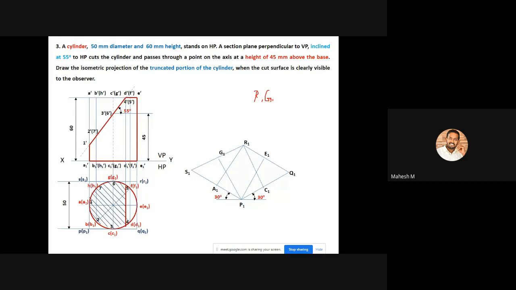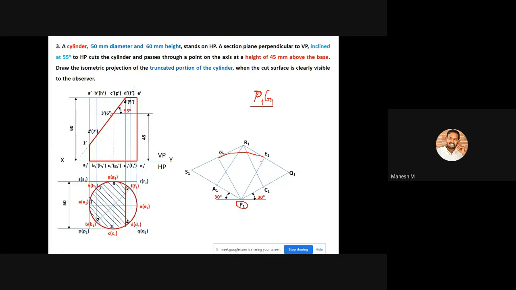Okay, so now you can measure the distance of P1 towards G1. You can measure the distance of P1 and G1 with your compass. Then you can place your compass exactly on this point P1. You can create an arc like this. It will be connected from G1 to E1.